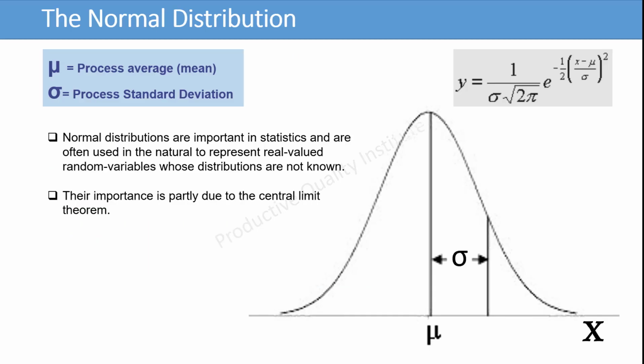The normal distribution is a type of continuous probability distribution for a real-valued random variable. The general form of its probability density function is shown. The parameter mu is the mean or expectation of the distribution, and also its median and mode, while the parameter sigma is its standard deviation. Normal distributions are important in statistics, and are often used in the natural and social sciences to represent real-valued random variables whose distributions are not known. Their importance is partly due to the central limit theorem.